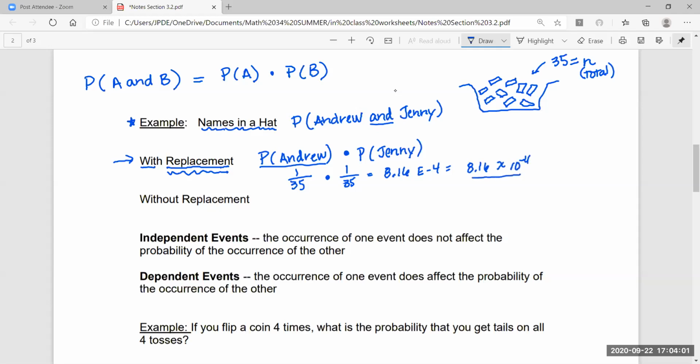I can leave my answer like that, or I can write it in standard form, which means move the decimal 4 places to the left.